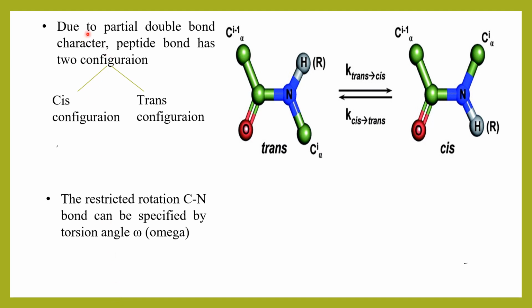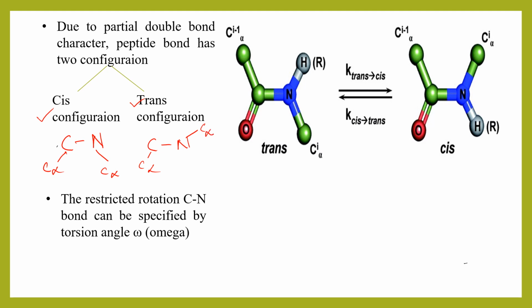This point says due to partial double bond character, the peptide bond has two configurations. One is the cis configuration and the other is the trans configuration. In the cis configuration, you will see that two successive alpha carbon atoms will be on the same side of the peptide bond. Here it is the peptide bond and the successive alpha carbons are on the same side. While in the trans configuration, the successive alpha carbon atoms will be on the opposite side of the peptide bond.